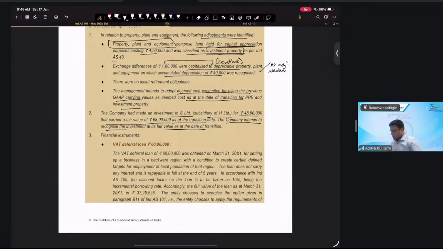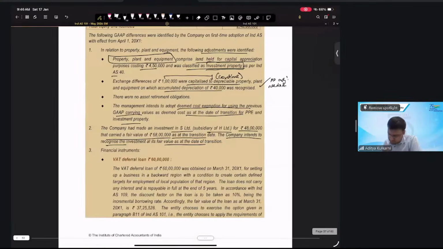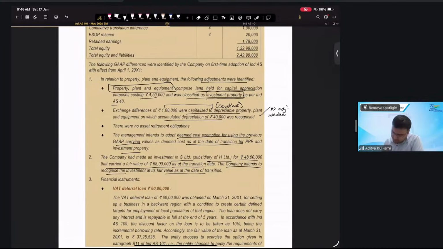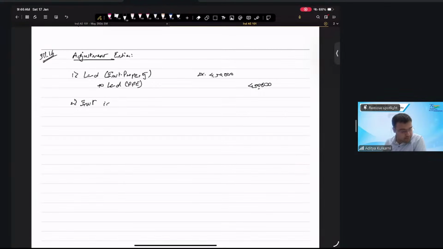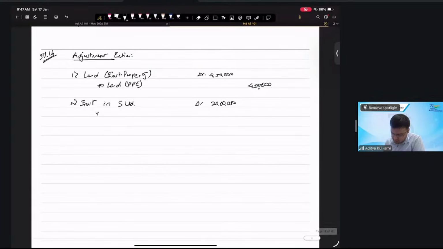So we will take the investment at fair value. So what is the adjustment that you will do? We will increase investment in S Limited by 20 lakhs and credit retained earnings, 20 lakhs to retained earnings.